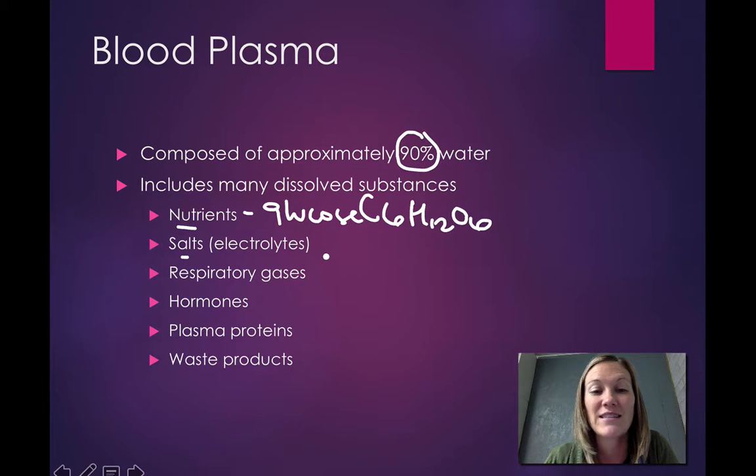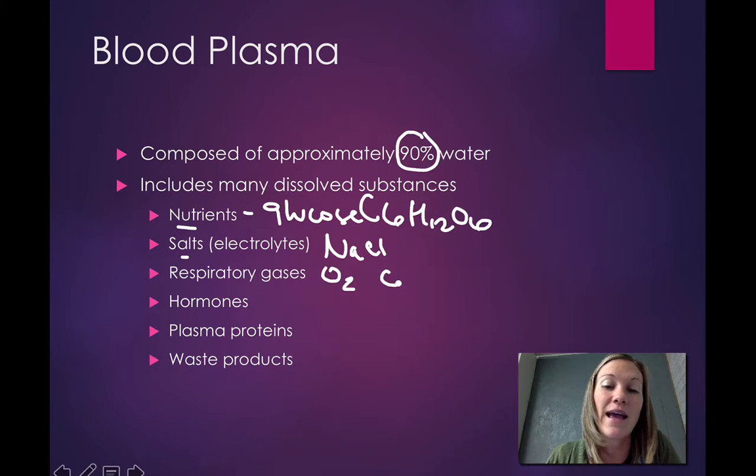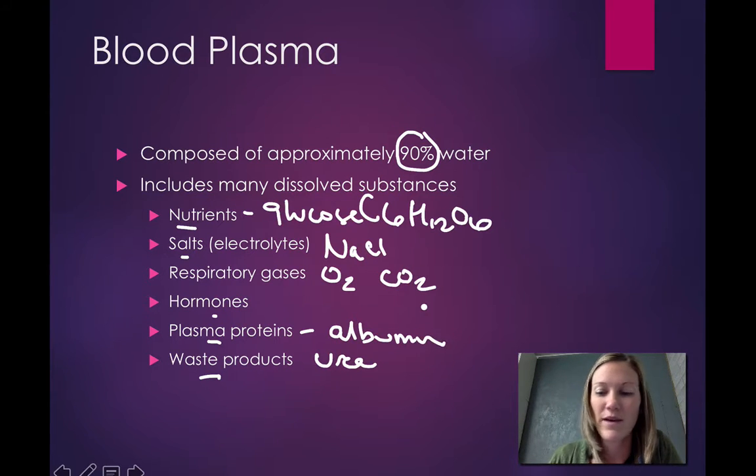Salts and electrolytes, so things like sodium, chloride. Respiratory gases are things like oxygen and carbon dioxide. Hormones, this could be really any hormone running through your body. Plasma proteins, and then waste products as well, things like urea. The most common plasma protein we're going to talk about is albumin.